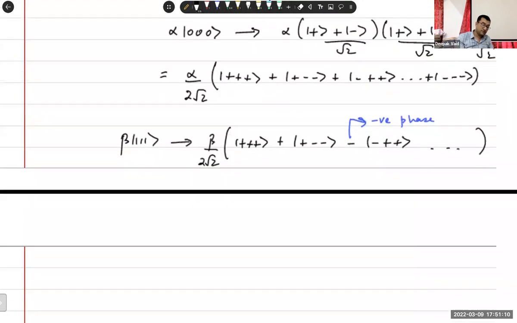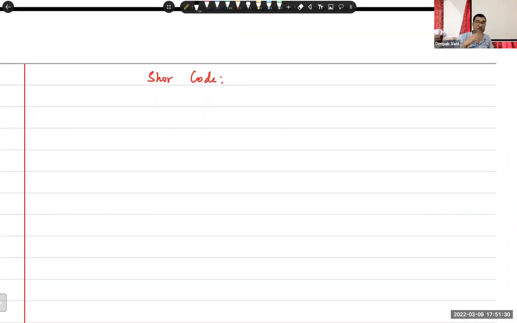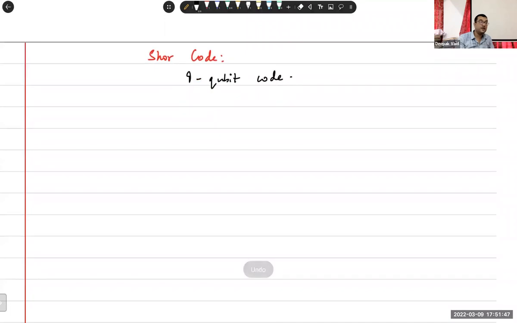Now we would like to combine both of these into a code which allows us to correct for arbitrary bit flip and phase flip errors. That code is called the Shor code. Of course, this Shor code is not the simplest code which is capable of doing this, but it is the first code which was discovered, by Peter Shor. It also goes by the name of the 9-qubit code because we encode one logical qubit in 9 qubits. So how do we do that?